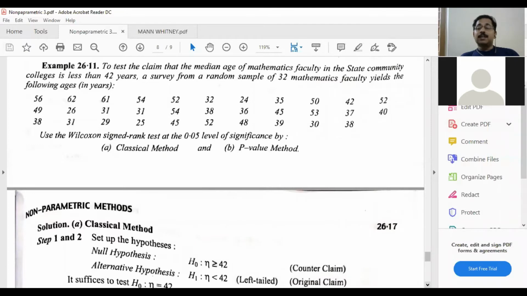You may test this situation using the classical method and the p-value method. P-value means probability value. This is usually used in software methods. If you use this data in software, you can easily find the p-value. This is another, more recent technique, but for your syllabus, we discuss only the classical method.